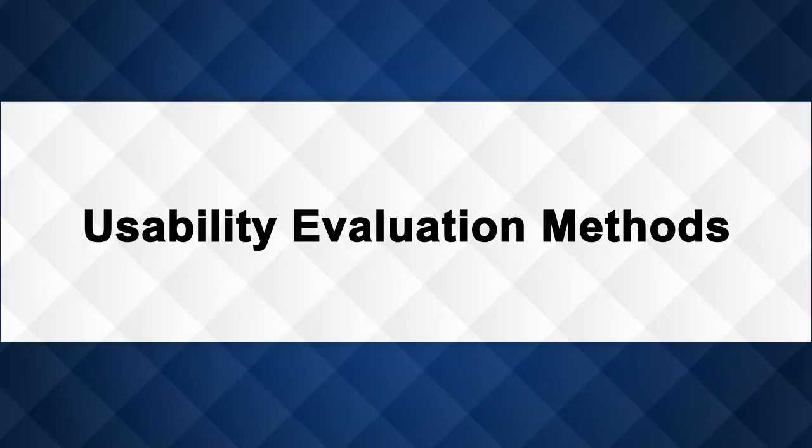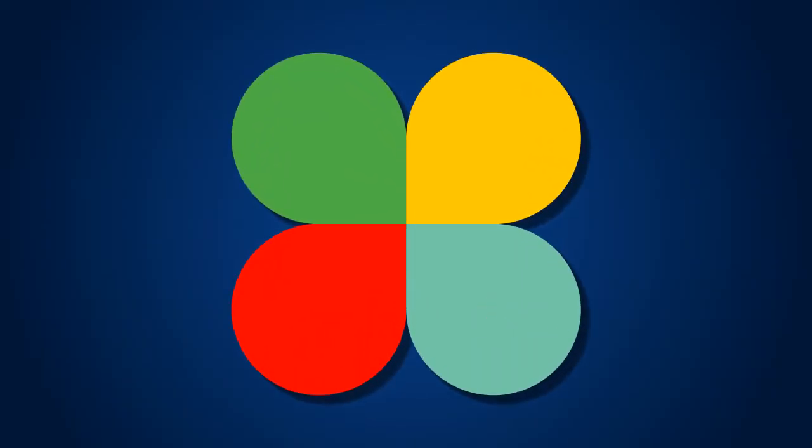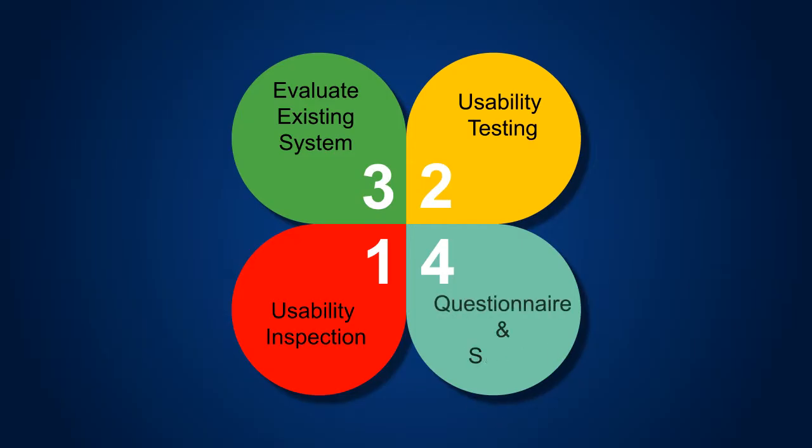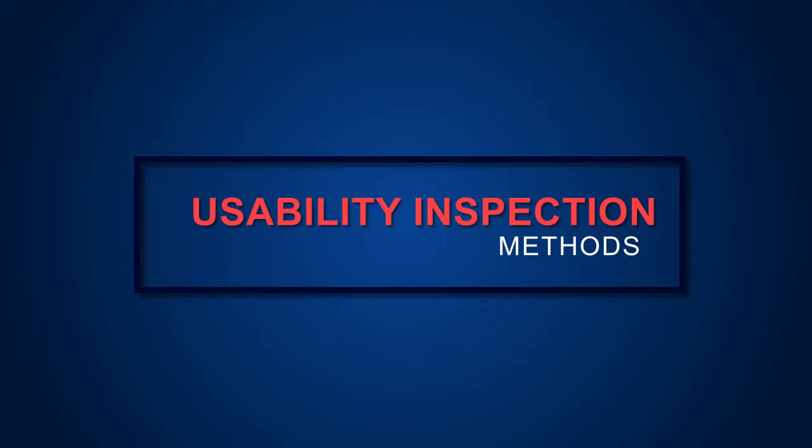Usability evaluation methods. Don't worry, there are only 4 sections to explore in usability evaluation methods: usability inspection methods, usability testing with users, evaluate usage of an existing system, and the last one, questionnaire and survey methods. Now, we will see the first section, which is usability inspection methods.